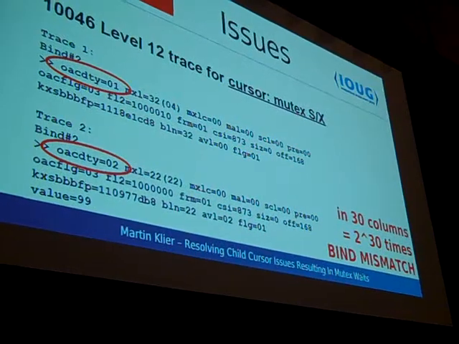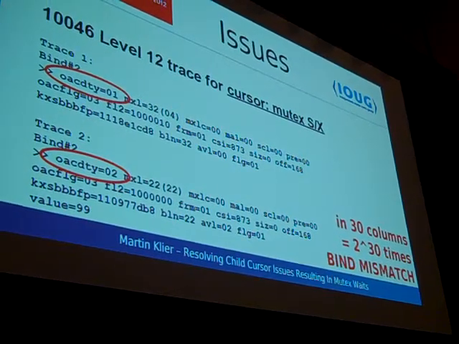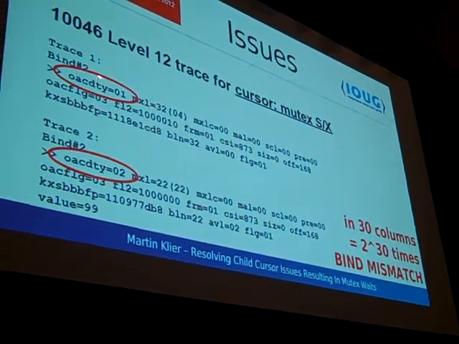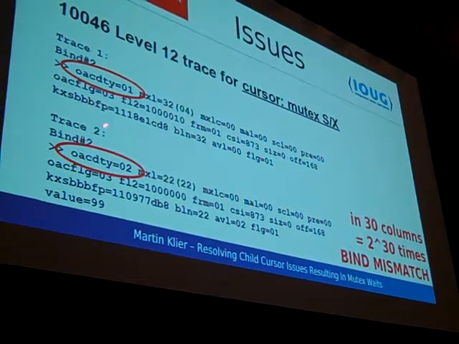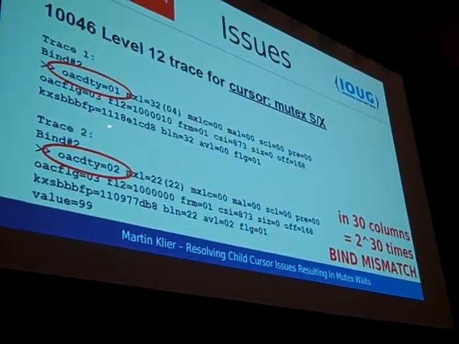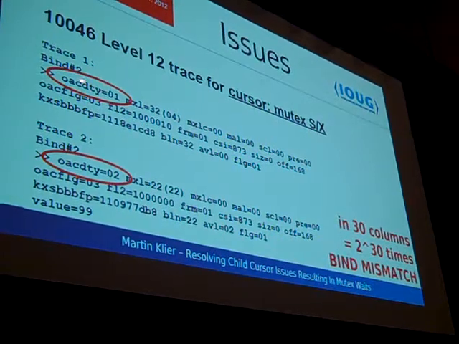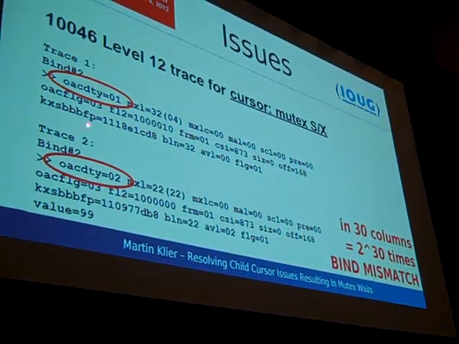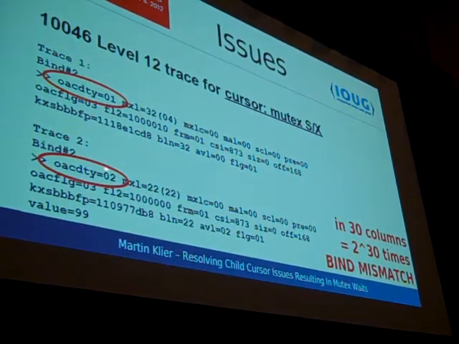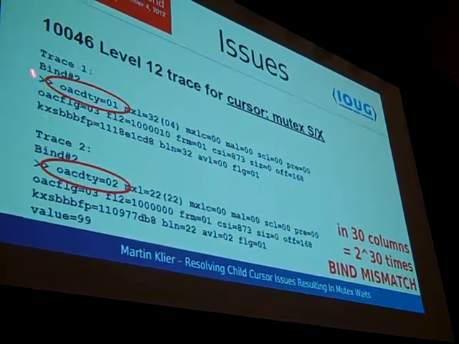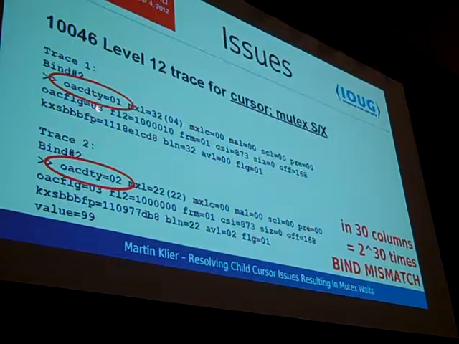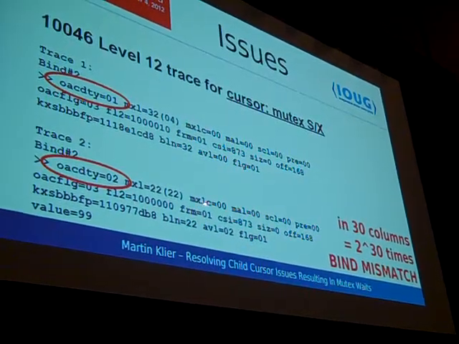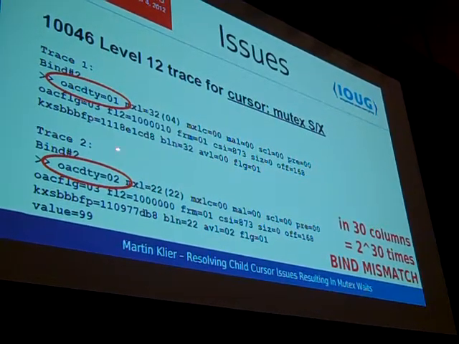This is the diagnosis on 10,046 trace. This is the bind variable number 2 and the bind variable number 2 from different executions, from different trace files. And you see the OACDTY is 01 and this is 02. This means the data type has been different, and this is the only difference between those two things that is important for the cursor, for the library cache.